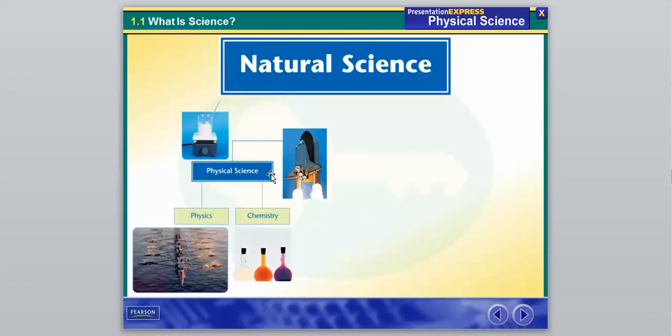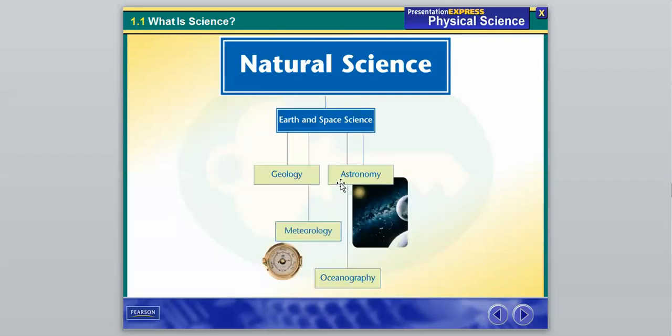So we have physical science, physics, and chemistry. This is going to be the main focus of our class, these two, physics and chemistry, which we'll get to the definitions of in a second. And if we have time, we might even get to a little bit of earth and space science, because those apply some of the same concepts within physical science. So things like geology, astronomy, meteorology, and oceanography.